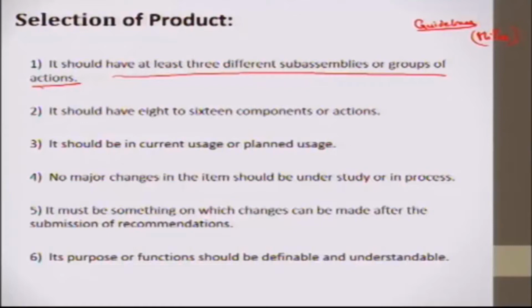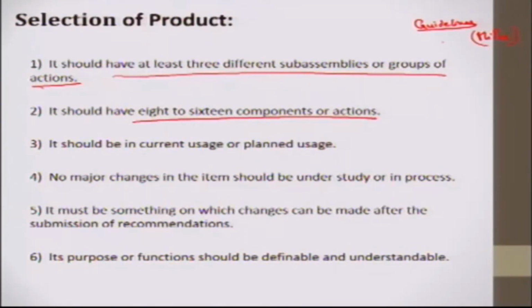4 components were there. So these 4 components can be grouped into, maybe I am working on the body, front nut and back nut, one group. The second group is body, front nut and refill. The third group might be only refill. In the refill we have ink, the tube and tip. These are the groups, the kind of sub-assemblies here. It should have at least 8 to 16 components or actions.